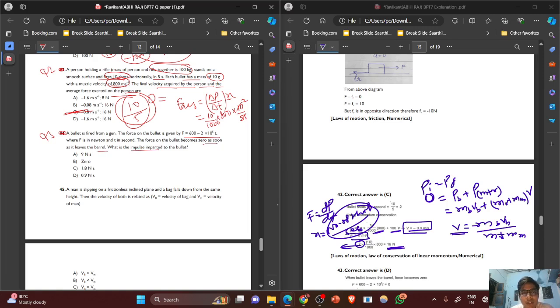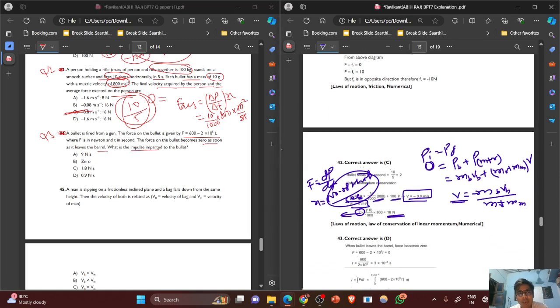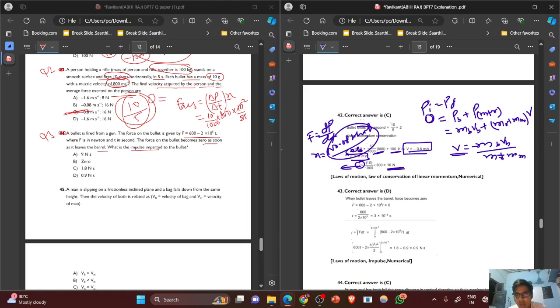We need the impulse. First, let the force be zero so that you can get the time when the force will be zero. So putting force equal to zero, you get the time equals to this. Now you need to calculate the impulse. Impulse, you know, is change in momentum. Change in momentum, you know, is F dt.